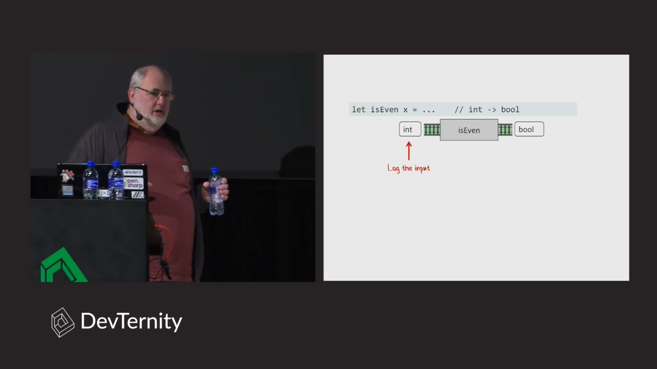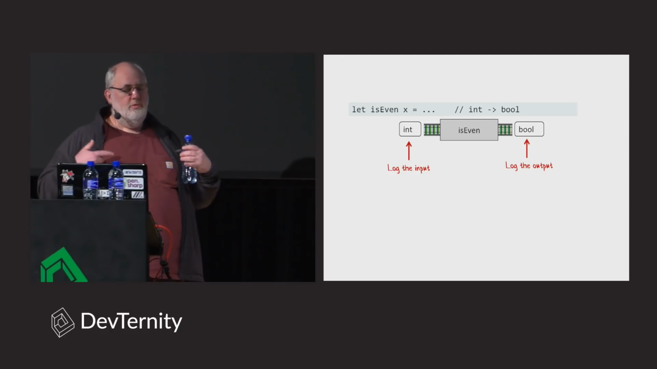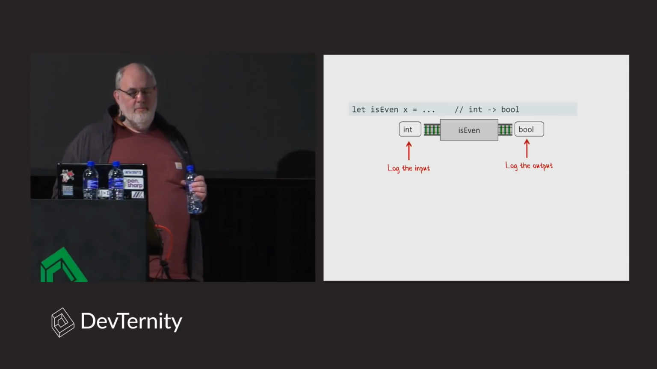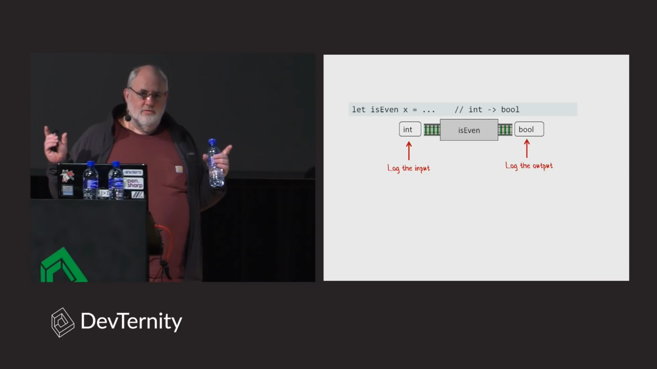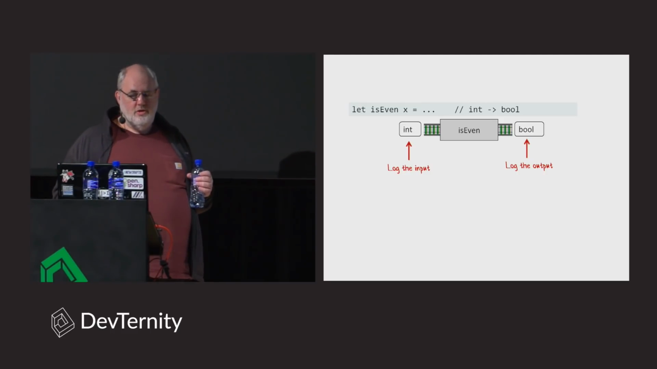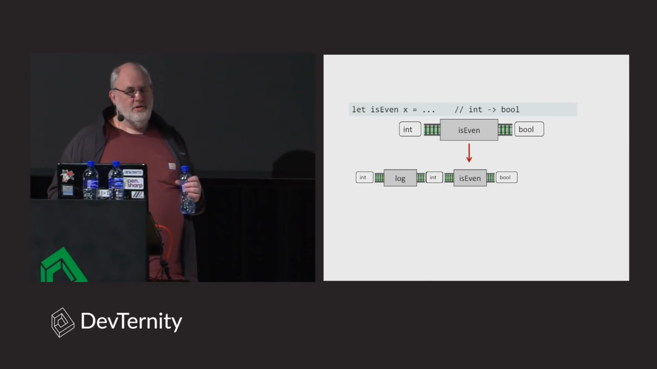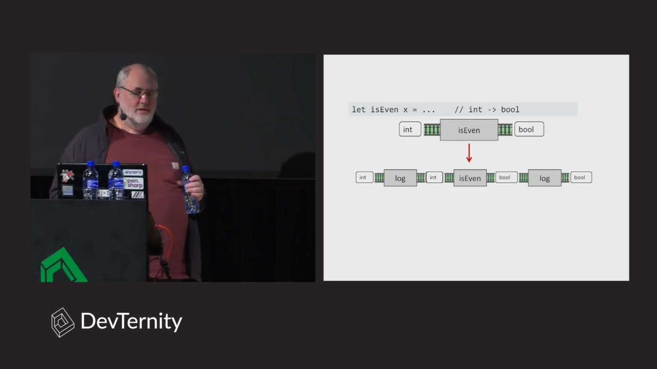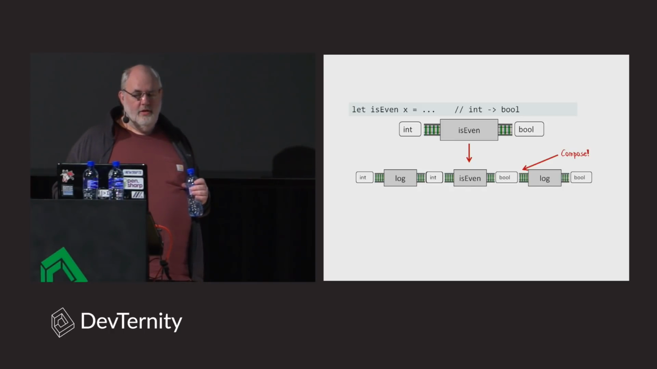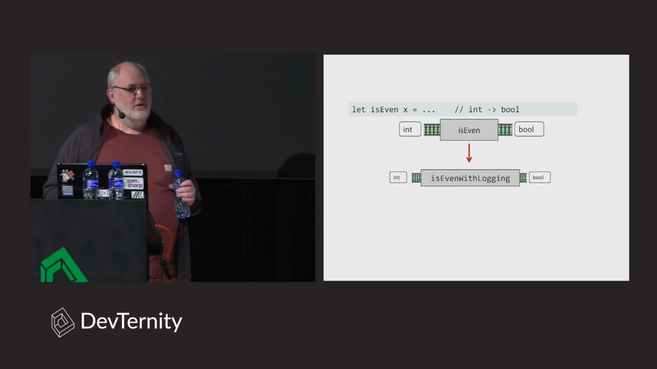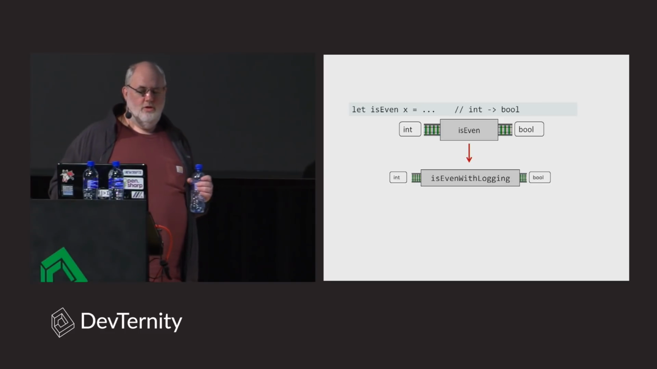So let's say we want to log the input and we want to log the output. So we want to enhance this function with this extra logging capability, and meanwhile preserve the same interface, as it were. So we don't have to inherit from any interfaces. What we can do is take that function, stick another little function in front of it using composition, stick another little function behind it using composition, and then glue all these functions together. And then we can give that new function a name. We can call it is-even with some extra logging.